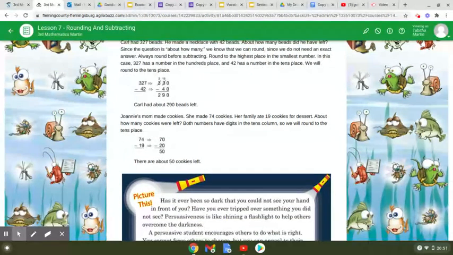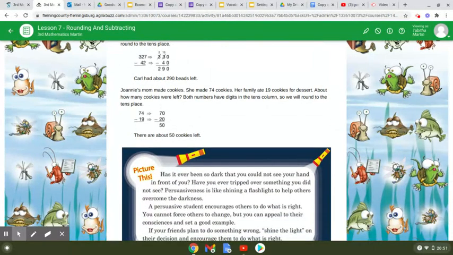All right, now let's go to the next one. Joni's mom made cookies. I love cookies. All right, so she made 74 of them, and her family ate 19 cookies for dessert after their dinner. So about how many cookies were left? Well, both numbers have digits in the tens column, so we will round to the tens place, okay?